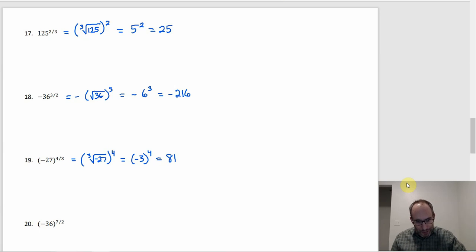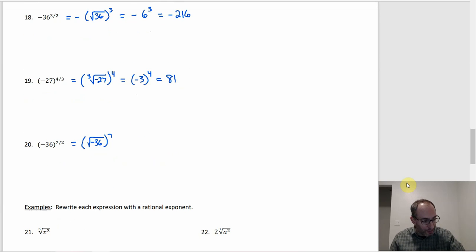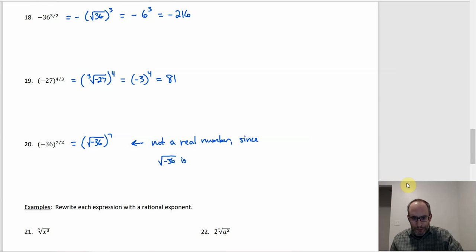Number 20 we're not going to be able to do. Because here, if we try to rewrite it, we're going to have the square root of negative 36 raised to the 7th. But the square root of negative 36 isn't a real number, so we can't simplify this thing. So that right there is not going to be a real number, since the square root of negative 36 is not a real number. So that's the problem. If we can't do that, then we couldn't raise it to the 7th. So that's where we get stuck.